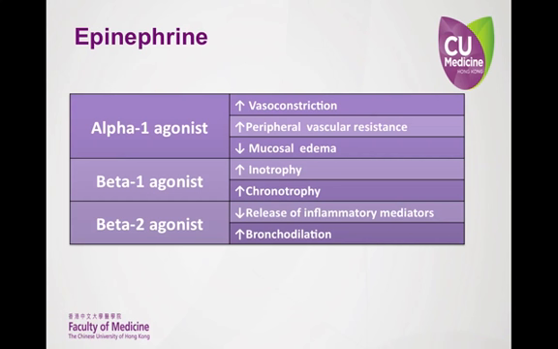The mechanism of action of epinephrine is primarily on its effect on three receptors. Alpha-1 agonism leads to vasoconstriction, increased peripheral vascular resistance, and a decrease in mucosal edema. This improves breathing and blood pressure. Beta-1 agonism leads to an increased heart rate and inotropy, leading to improved blood pressure and perfusion. And beta-2 agonism causes a decrease in the release of inflammatory mediators and an increase in bronchodilation, leading to various symptomatic improvements.